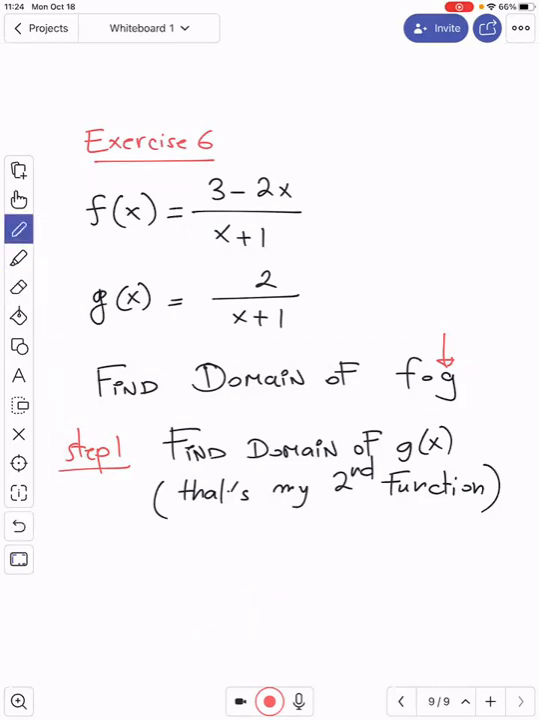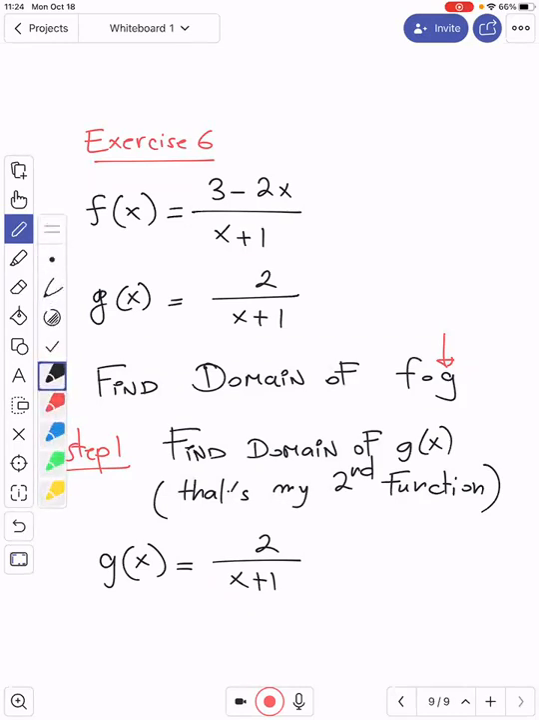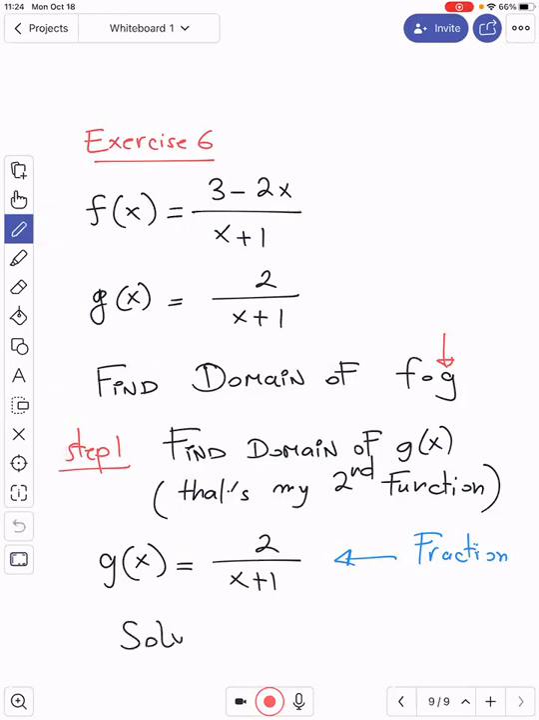Yeah, what's the domain of g? Well, g is just 2 over x plus 1, right? So find the domain of g. It's a fraction. So when we have a fraction, we have to solve the denominator equal to 0, right? As we discussed in problem number 2, we have to solve the denominator equal to 0.